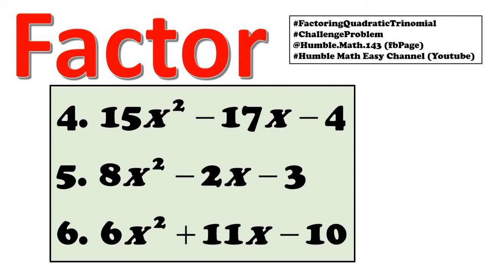Hello fellow learners, we're here now in another set of quadratic trinomial expressions that need to be factored. For number 4, we have 15x squared minus 17x minus 4. Number 5 is 8x squared minus 2x minus 3. And number 6 is 6x squared plus 11x minus 10.